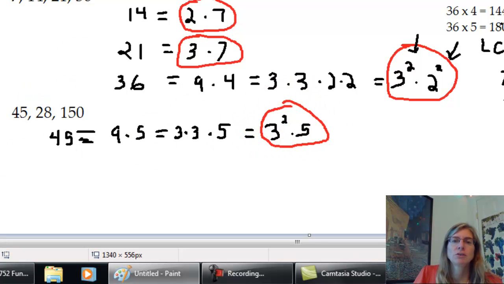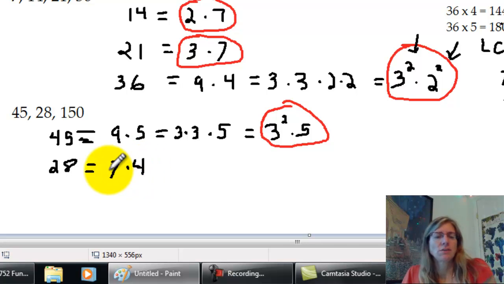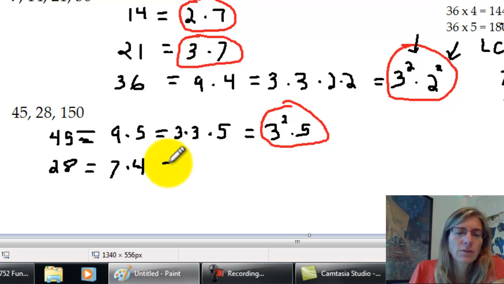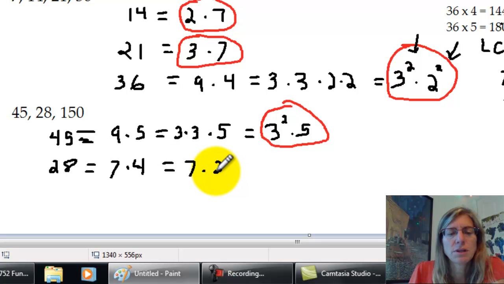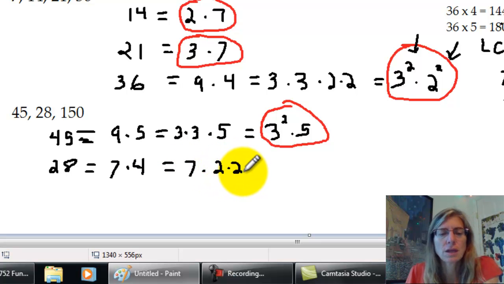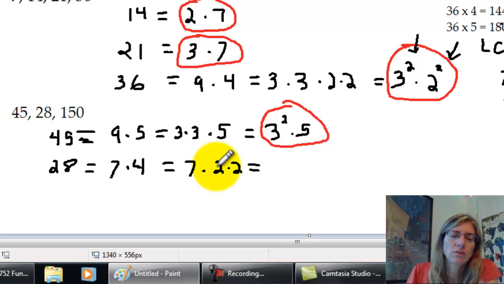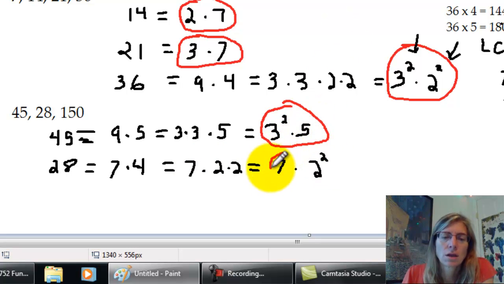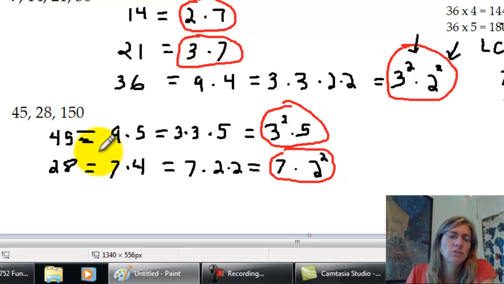And now we have the prime factorization of 28. So that would be 28 equals, I just pick any factors that I know will work. 7 times 4. 7 is prime, so I keep it. I have to break 4 down because it's not prime. Remember that even numbers are not prime. So the breakdown is 7 times 2 times 2, so I rewrite it in exponent format. And there's the prime factorization of 28.